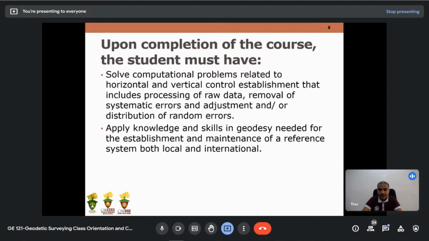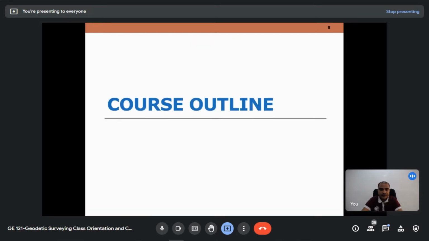Lastly is to apply the knowledge and skills in geodesy needed for the establishment and maintenance of the reference system, both in local and international. So as we discussed earlier, we need to have strong fundamentals, especially in geodesy, because that is where the concepts in the application of geodetic surveying come from. So much for the course outcomes.